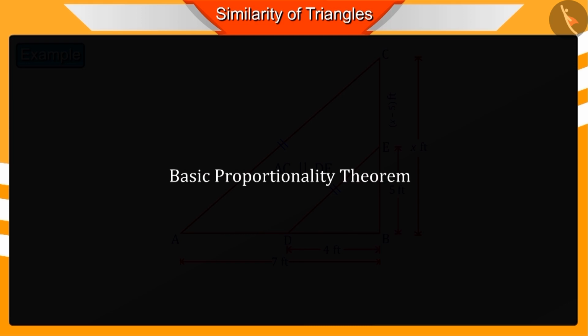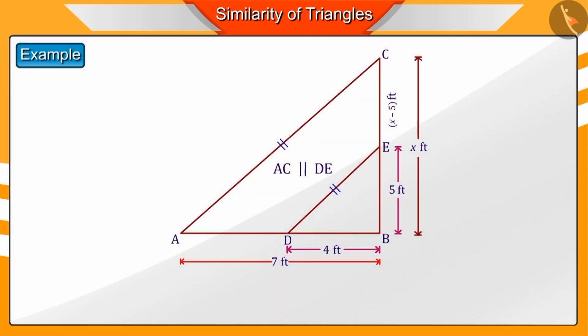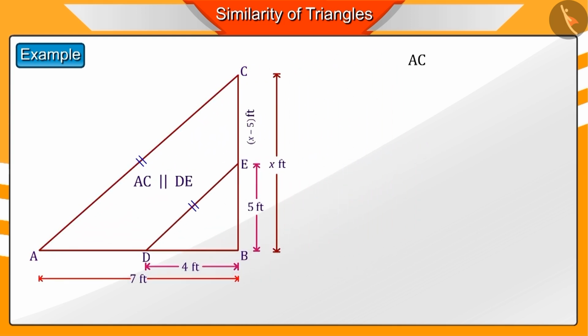For this, we can use the basic proportionality theorem, according to which if a line is drawn parallel to one side of a triangle to intersect the other two sides in distinct points, then the other two sides are divided in the same ratio. In this triangle, sides AC and DE are parallel. Hence, the ratio of BE and EC would be equal to the ratio of BD and DA.